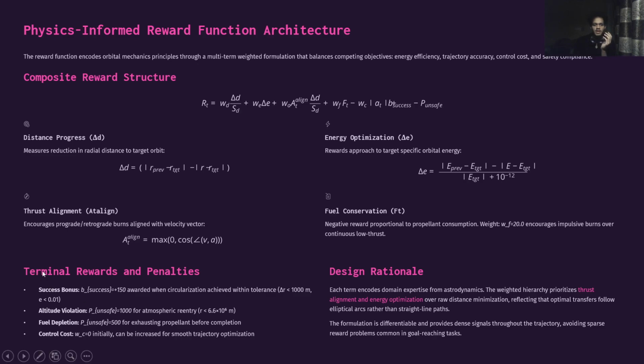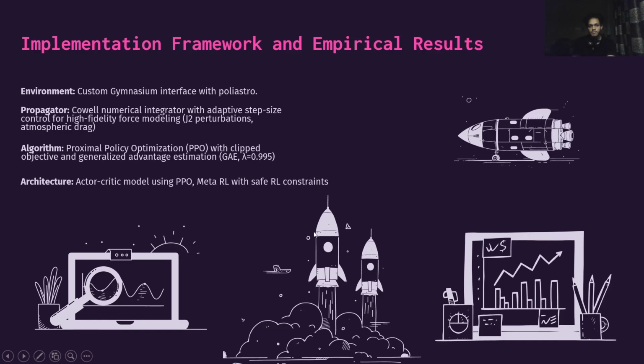Let's see the terminal rewards and penalties apart from this. Because after the orbit has been reached, it shouldn't fall down randomly. So it should maintain that orbit. So success bonus, once we have successfully shifted the orbits, 150 plus 150 is awarded when circularization is achieved within a tolerance of 1000 meters. And altitude violation, which is unsafe. We have seen about fuel depletion and control cost, all the safety parameters. So that's all about the reward structure.